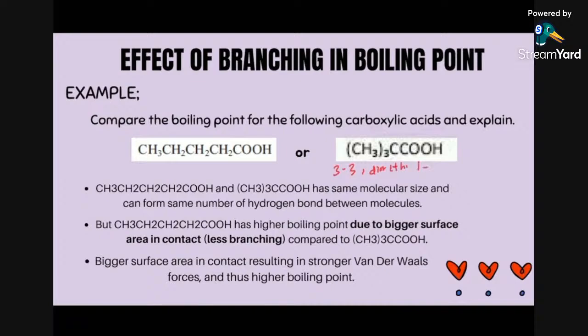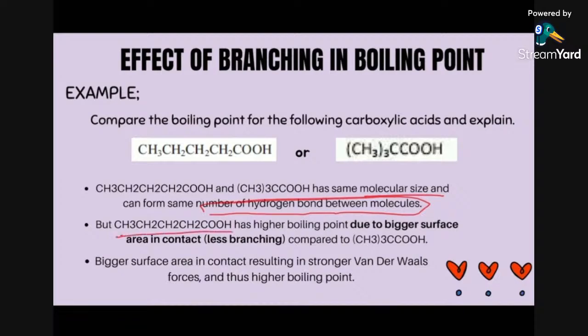3,3-dimethyl 2-oxo-butanoic acid. Okay, ni nama dia. Okay. Basically pentanoic acid and 3,3-dimethyl 2-oxo-butanoic acid has same molecular size and can form the number of hydrogen bond between the molecules.